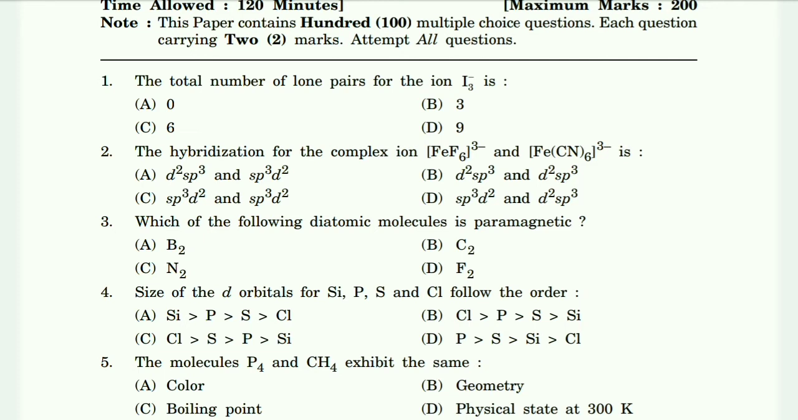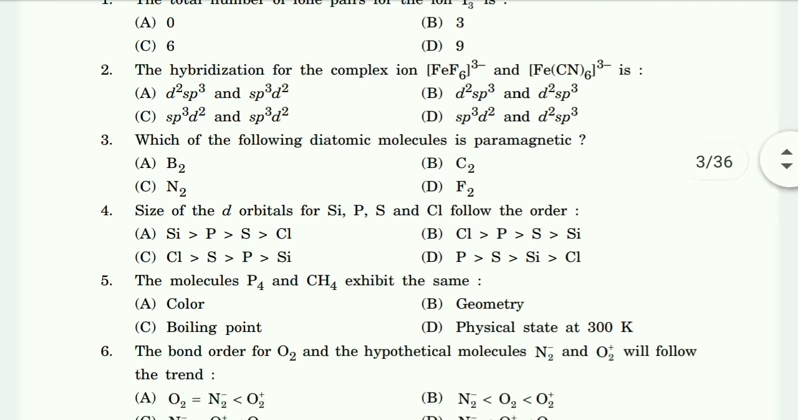Then pi 2px and pi 2py each have a single electron. So there are 2 unpaired electrons present in the B2 molecule. So the B2 molecule is paramagnetic. So option A is the correct option.